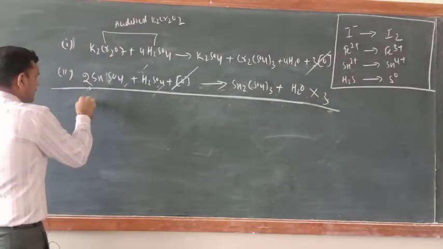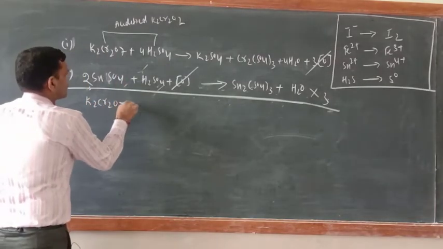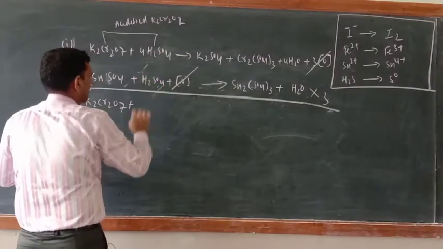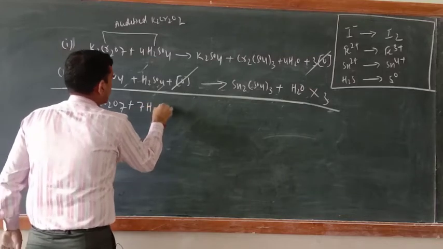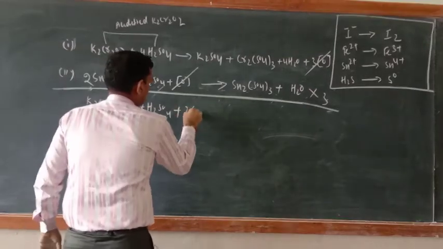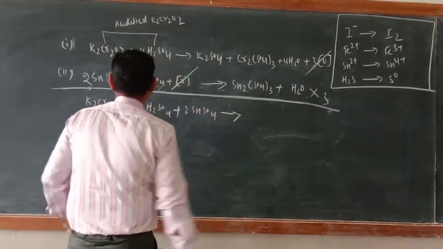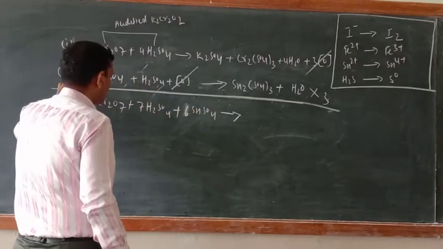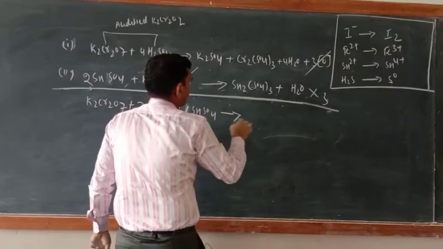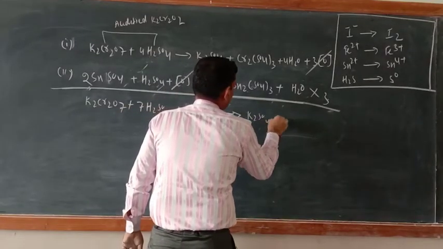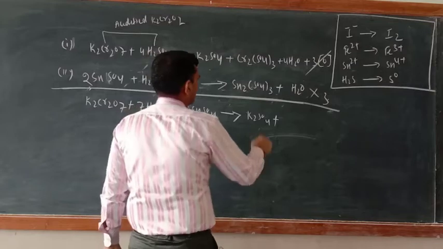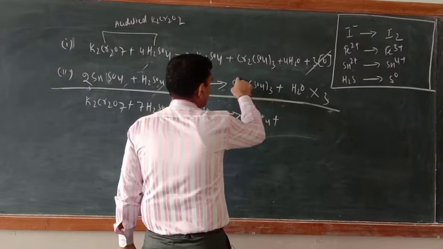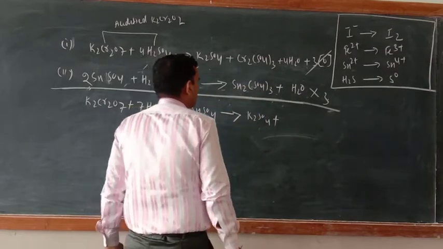Here what is there? K2Cr2O7 plus what is there? Just see, 3 plus 4, 7 H2SO4 plus 2SnSO4, 2Sn. So total 6 SnSO4, 3 to the 6. Okay, now what is this one? K2SO4 plus, actually this is Sn2, 3 to the 6 divided by plus 3. Actually it should have been 4.